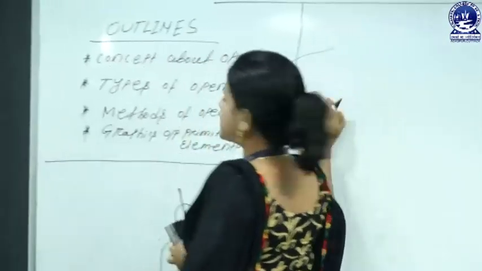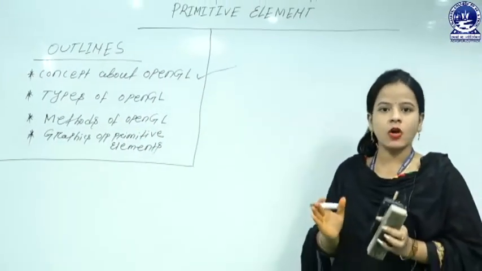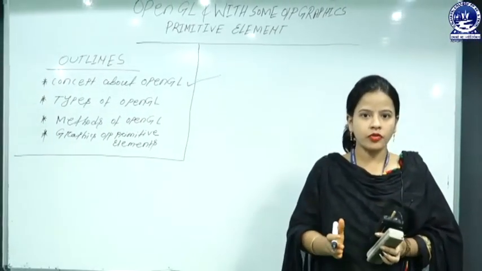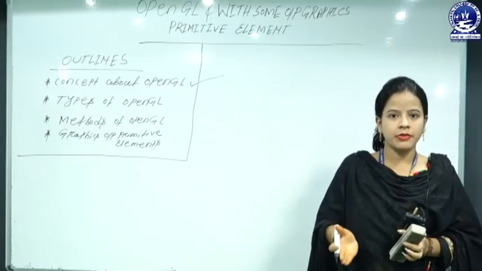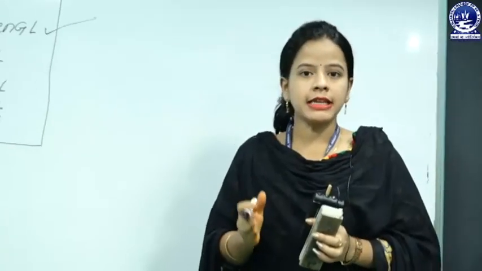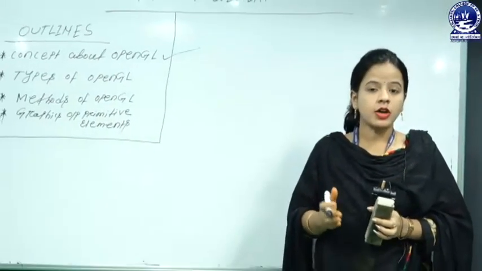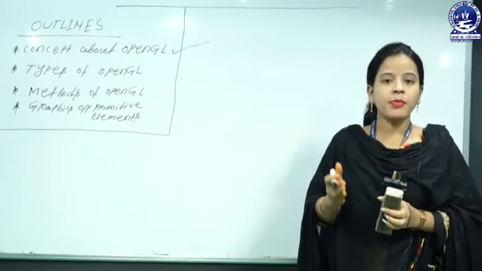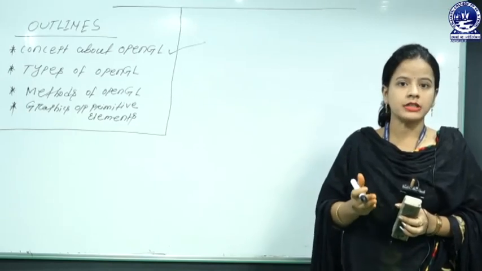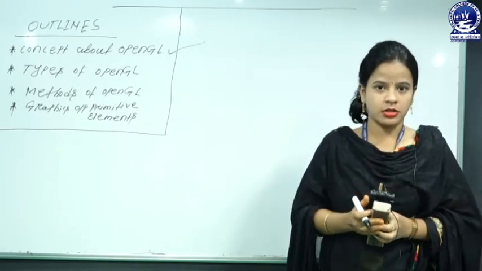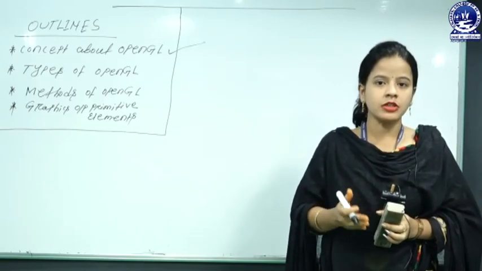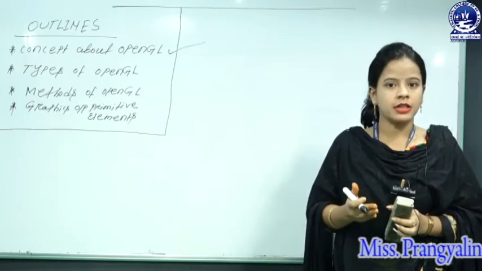So what is OpenGL? OpenGL is a cross-language, cross-platform application programming interface for rendering 2D and 3D graphics vectors. That means OpenGL is a type of cross-language, cross-platform software, a type of application programming interface that is provided for rendering all 2D or 3D graphics vectors, and it is also used with the graphics processing unit for achieving hardware-accelerated rendering.